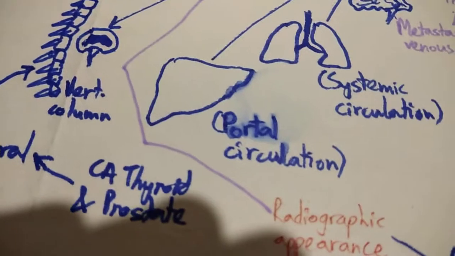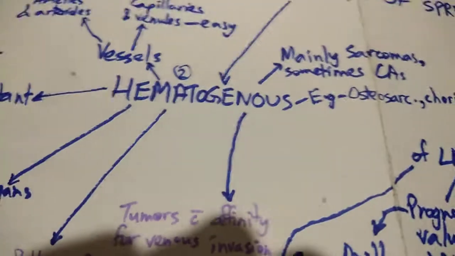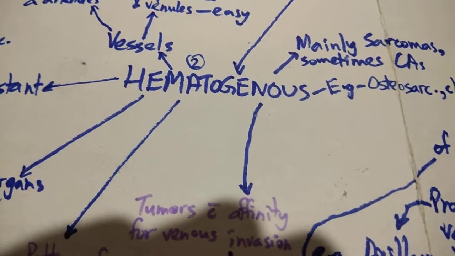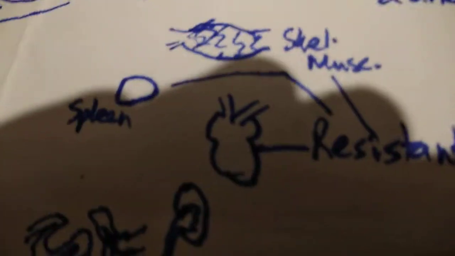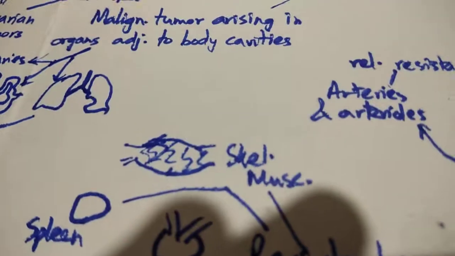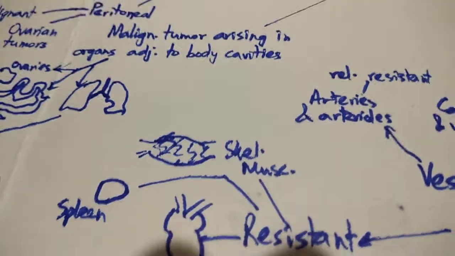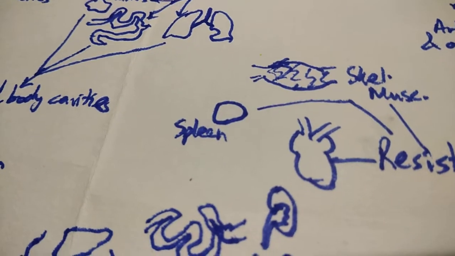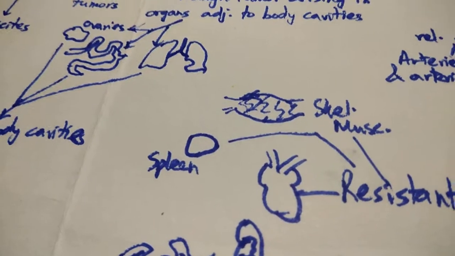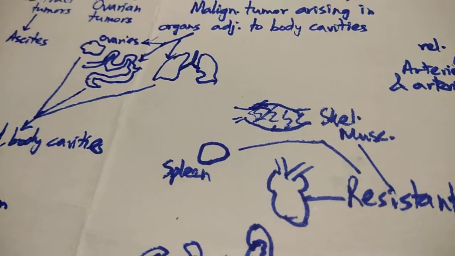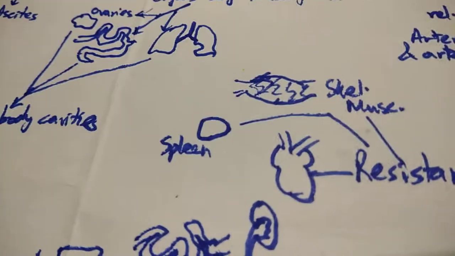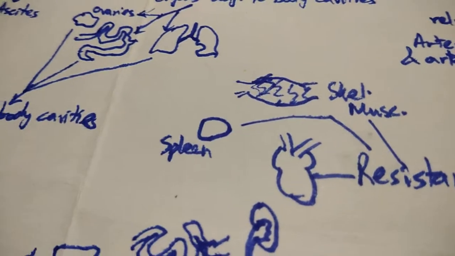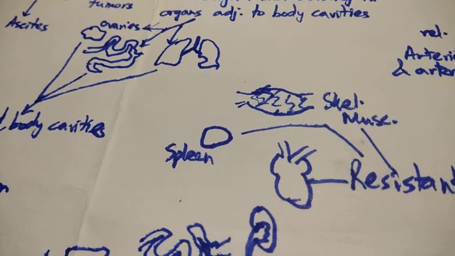Now, some organs in general tend to be resistant to hematogenous spread. What are they? The most common ones are the heart, spleen, and skeletal muscle. Why is this? In the case of the spleen, it's because of the high amount of sequestration present in the spleen, and the trabecular pattern inside the spleen is so divided that it's very difficult for any cancer cell to get lodged there.